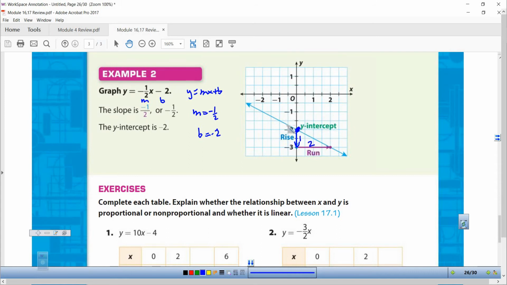Although, because the scales are the same, I could actually go down 1 and over 2 and I would be on the line, right? Down 1 and over 2, and it would work. But if you really wanted to map the actual slope, you'd go down 2 and over 4 because they're going by halves. Okay, does that make sense?